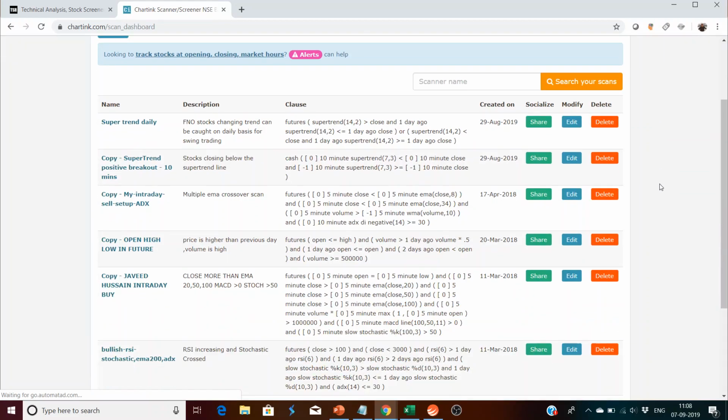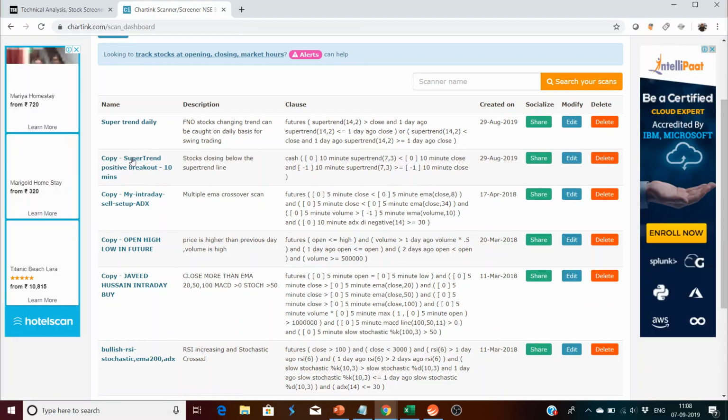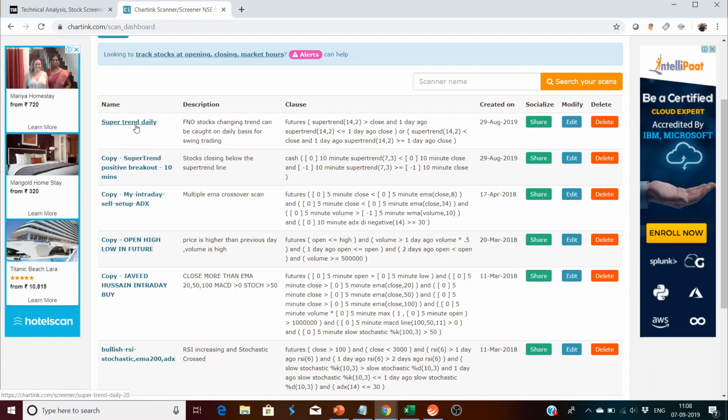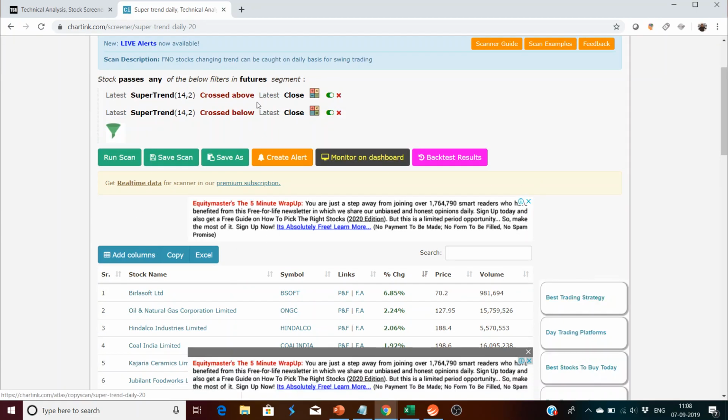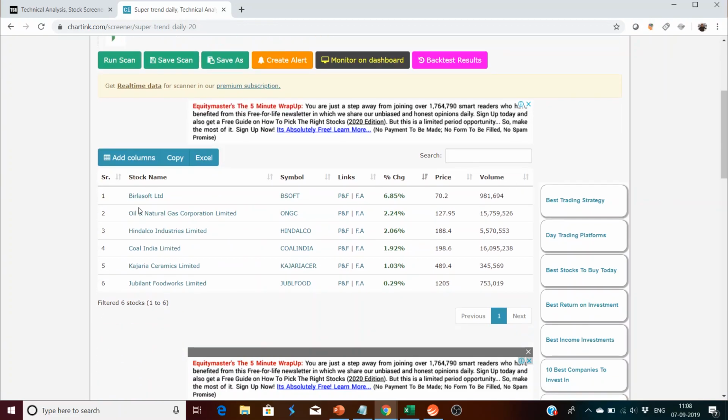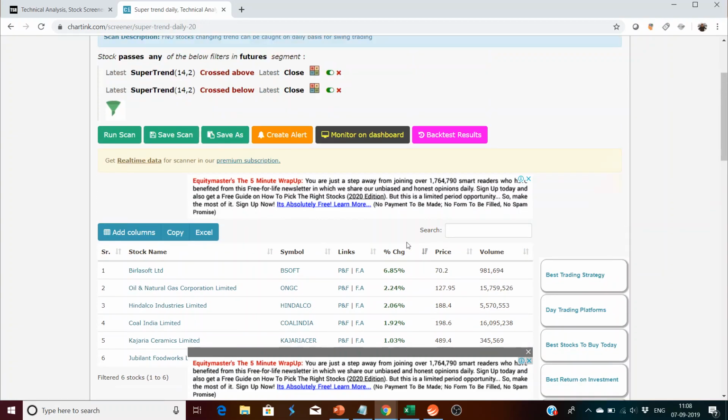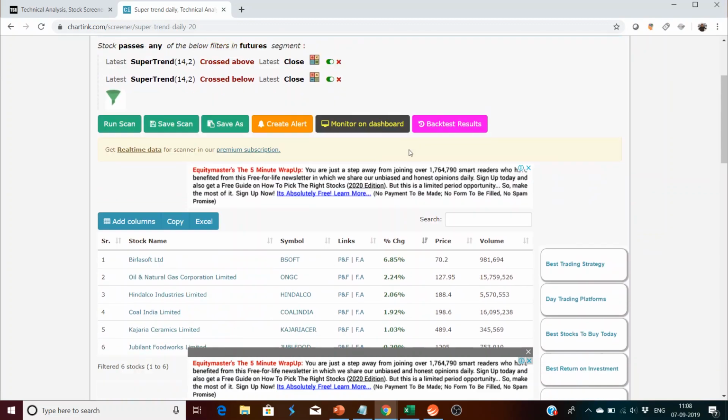So my favorites are these, like Super Trend Daily, which I have created for myself. This gives me whichever stock is breaking out on a daily candle. I run this every day and see Birlasoft, ONGC, Hindalco, Coal India, Kajaria Cement, Jubilant Foods. All these crossed the super trend on a daily basis.